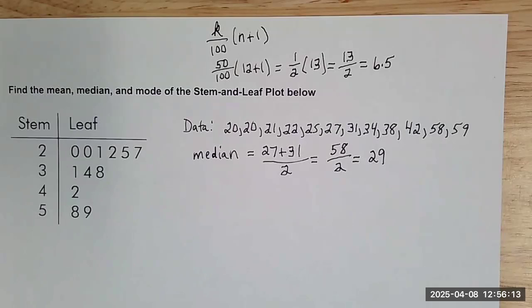Is 29 actually on our list? No. But if it were on our list, half of the numbers would be below 29 and half of the numbers would be above 29. So 29 would go right here. 1, 2, 3, 4, 5, 6 of them would be below it. And if 29 is right here, 1, 2, 3, 4, 5, 6 of them would be above it. Half would be below, half would be above.